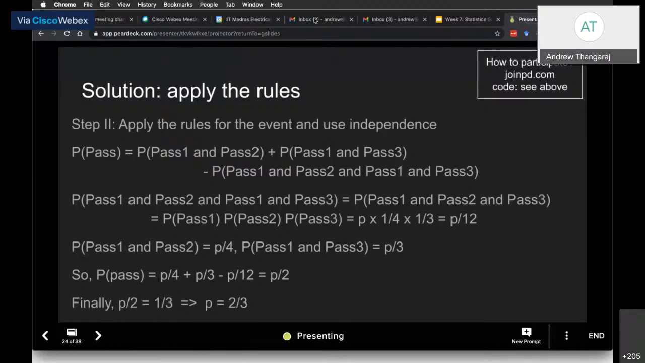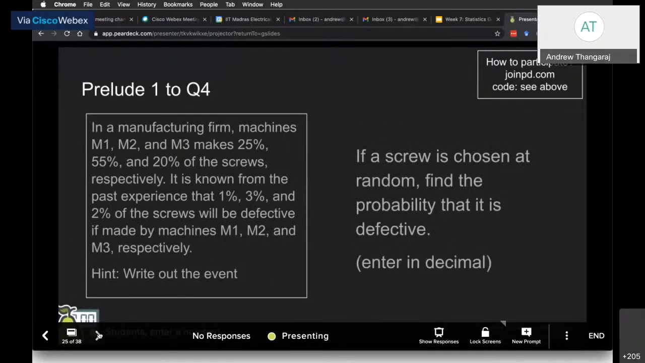We also have to keep some eye on the clock. So we're going to go to question four. Question four is the last question, and there is a prelude to this question. I don't want to jump into the question directly. I'm giving a prelude here. The prelude is this. This is the first problem.